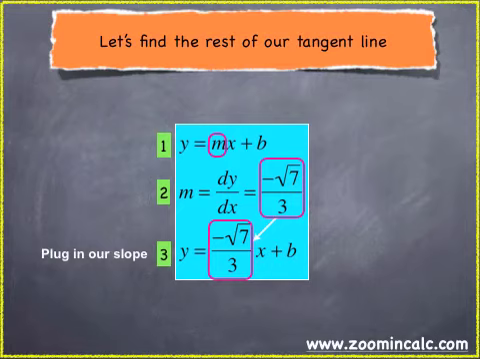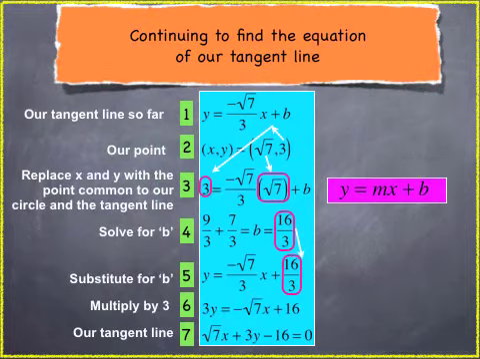But we have the m, but we need to find out what the rest of the equation looks like. So in item 2, again, just a reminder, m is minus square root of 7 over 3. In item 3, we've replaced the m now in the equation of our tangent line. Now we have to figure out the rest. So in item 1, this is what we have so far, and we need to figure out what b is. So what we're going to do is in item 2, as a reminder, our point is positive square root of 7, 3.